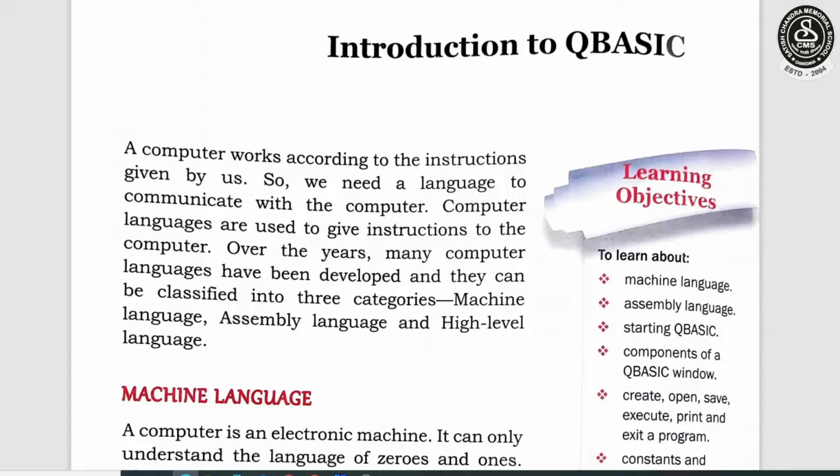So today we will be starting the next chapter, that is chapter number 9, and the topic is Qbasic. Before starting the main topic Qbasic, we have to understand the introduction. That means why we use such languages like machine language, assembly language and high level language. What is the need of that, and also what is it? That means definitions of machine language, assembly and high level.